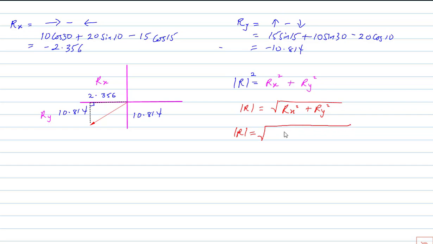So the magnitude of the resultant force in this case is going to be equal to the square root of 2.356 squared plus 10.814 squared. As you can see, I'm not really using the negatives I got in the previous video. Now, this is just an advice. If you've got a very strong background in trigonometry, you can go with the values you get by not dropping the negatives.